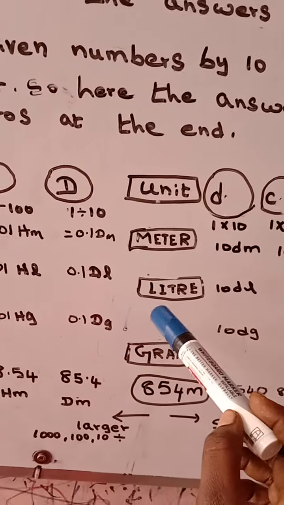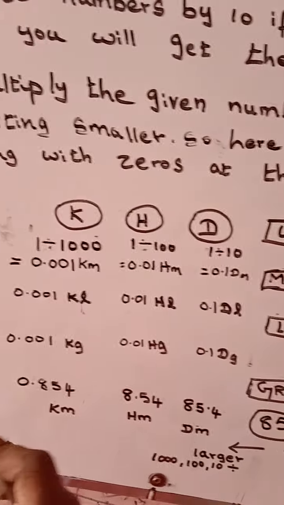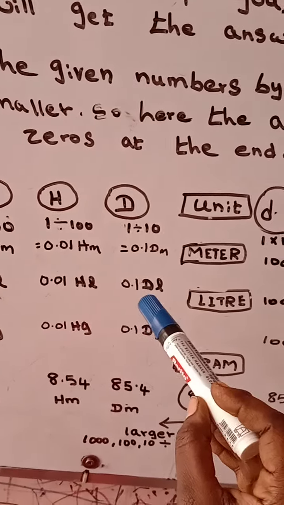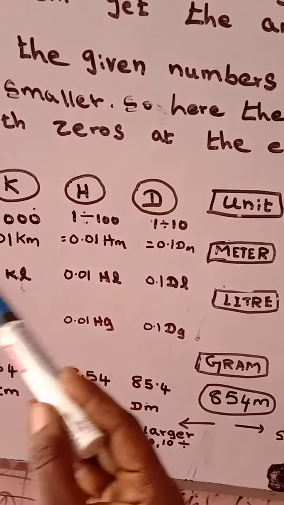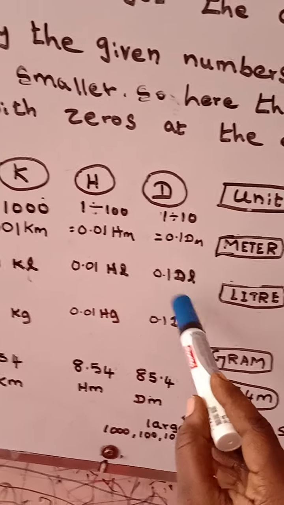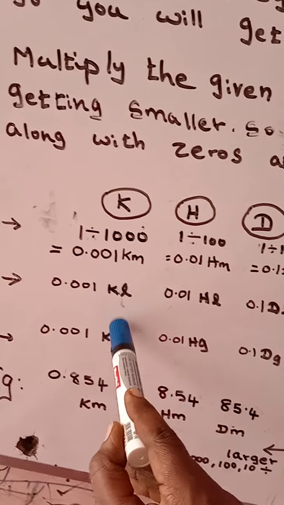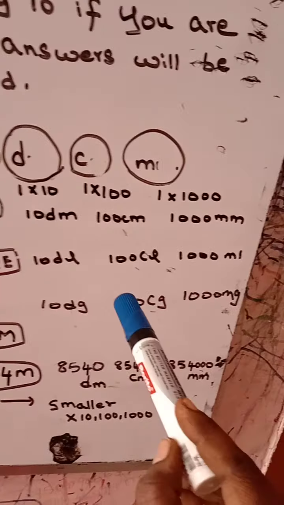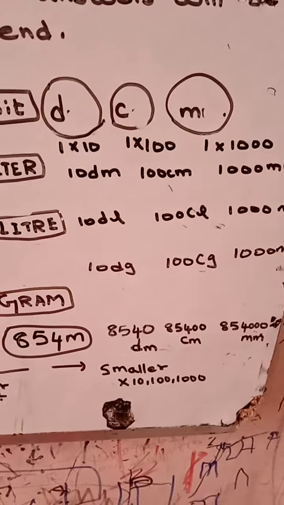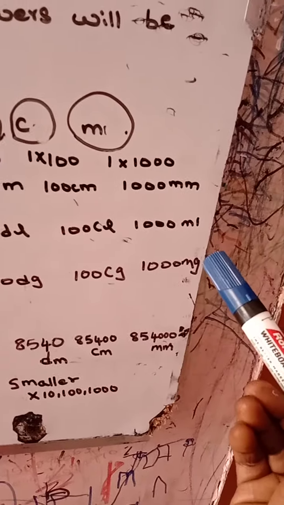Okay. Now the second unit is the liter. So the liter, you are moving towards the larger units. That time you will have to divide the same way as I said earlier. So it will be getting converted as 0.1 deciliter, 0.01 hectoliter, and 0.001 kiloliter. And towards the smaller units, the liter will be getting converted into 10 deciliter, 100 centiliter, and 1000 milliliter.